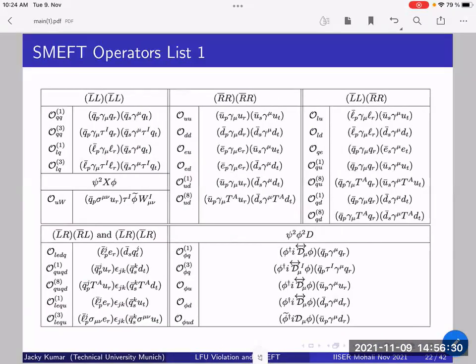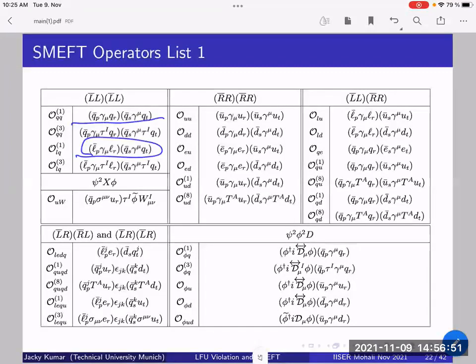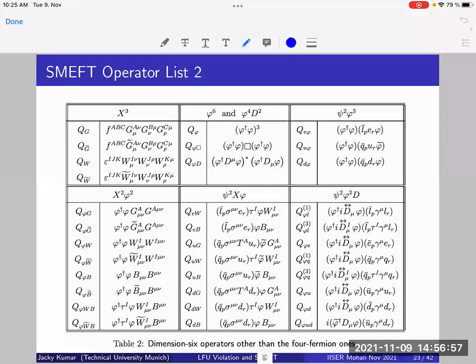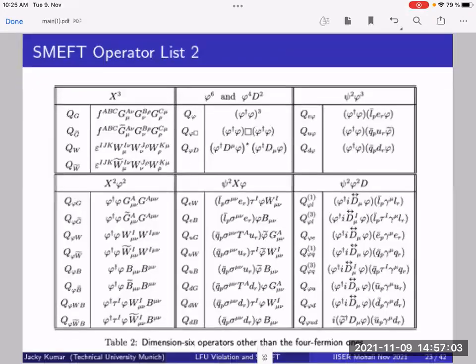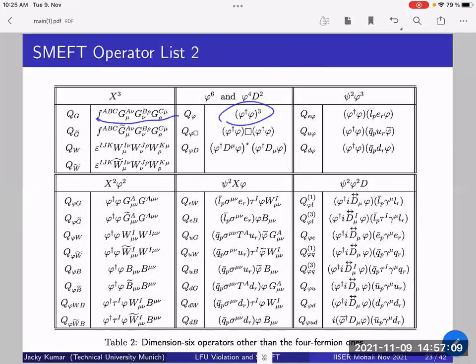So let me just show you how the operators look. As you can see, you can have operators like Q bar Q, Q bar Q. You can construct them with leptons and quarks, L bar L, Q bar Q. If you allow different Lorentz structures up to dimension 6, this is the list that you find. You can have more structures which consist of Higgs fields or gauge fields. So these are basically 59 Lorentz structures that you can have. So this is the most general effective Lagrangian that you can write at scale lambda.